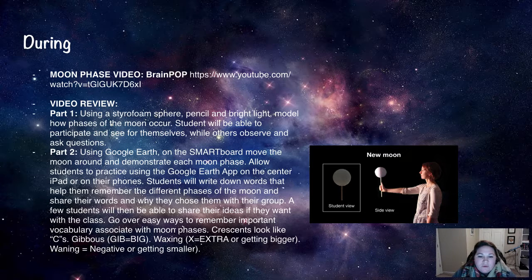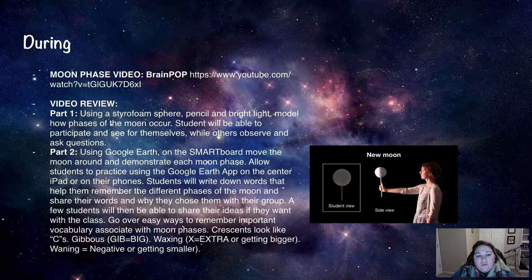Also, a few students will be able to share their ideas if they want with the class and go over easy ways to remember important vocabulary that are associated with the moon phases, such as the crescents look like C's, and the gibbous, GIB equals BIG, waxing, the X is extra, so it's getting bigger, and then waning equals negative or getting smaller.